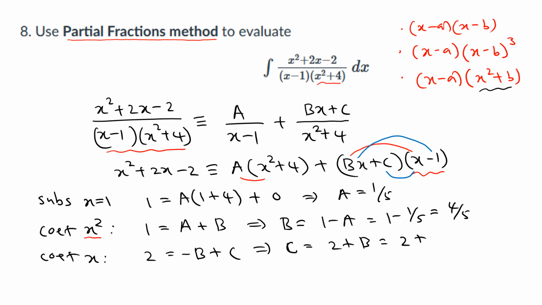That means 2 plus 4/5. How to simplify this? You multiply and add. Multiply means 10, add means 14. So 14/5. So those are the three coefficients. You can see it's not that difficult. You can find them very easily. Now what we're going to do is plug them in and integrate. So let's do that next.